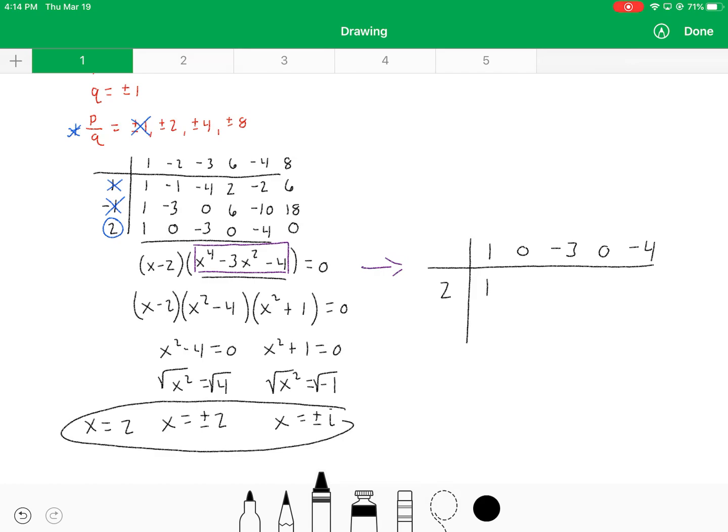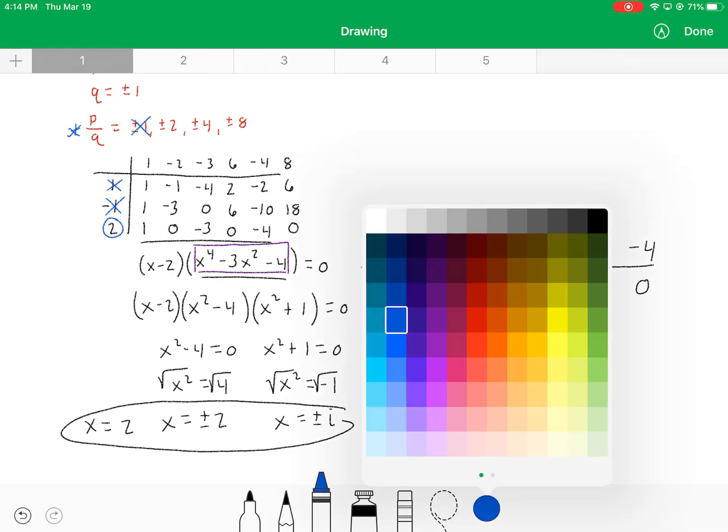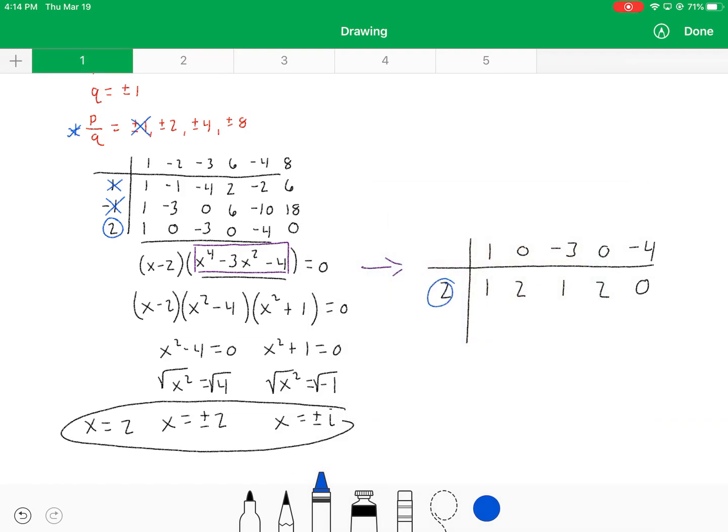We'll bring the 1 down. 1 times 2 is, of course, 2. Add that with 0, you get a 2. 2 times 2 is 4. Add that with -3, you'll get a 1. 1 times 2 is 2. Add that with 0, you get a 2. 2 times 2 is 4. Add that with -4, you get a 0. So right there, that just shows you 2 works a second time.